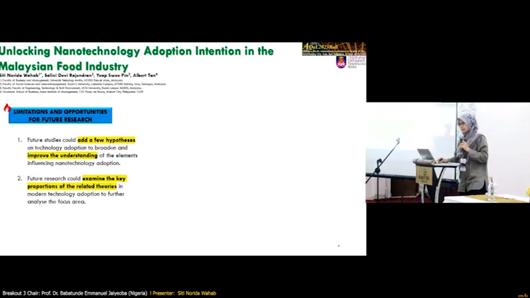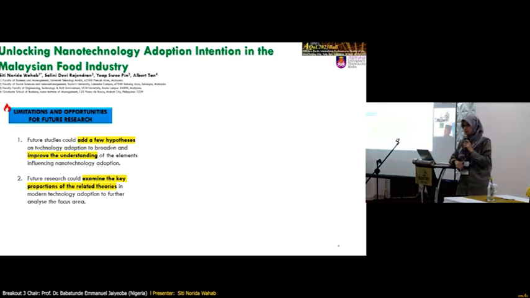Okay. However, we have a few limitations. Number one, we only have 5 hypotheses, so future studies might add more. Number two, future research could also examine the key propositions of related theories instead of UTAUT 2. Maybe other theories might be tested here.